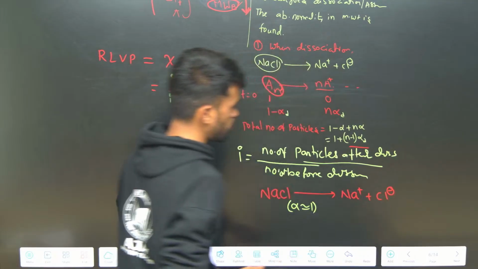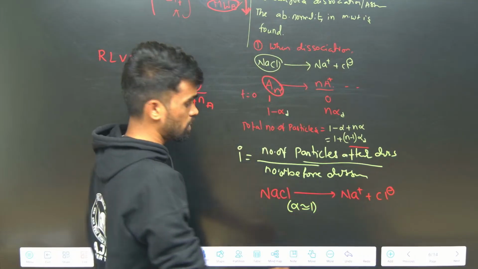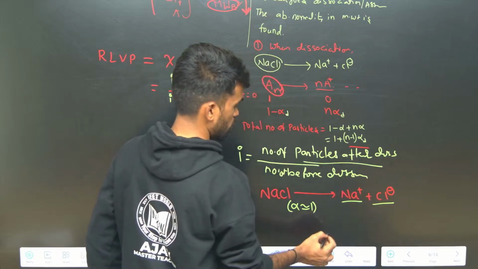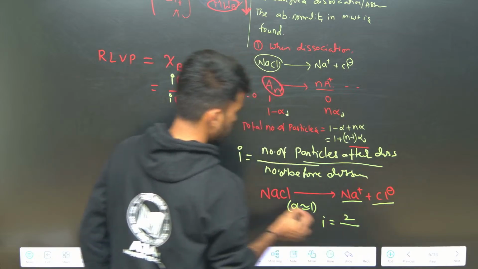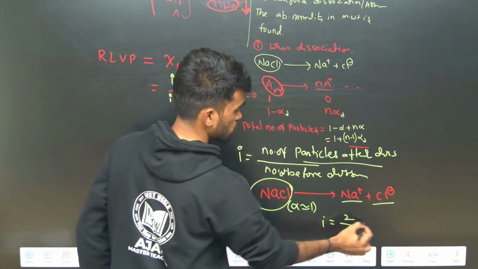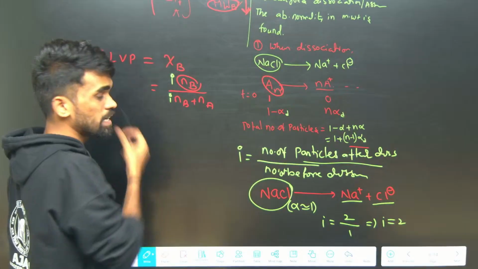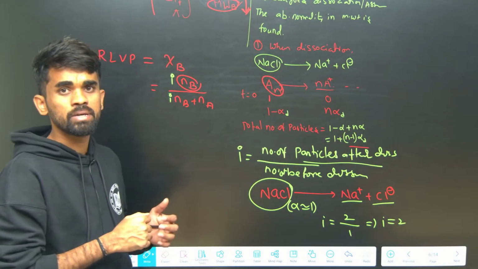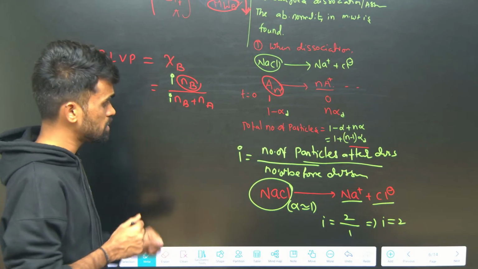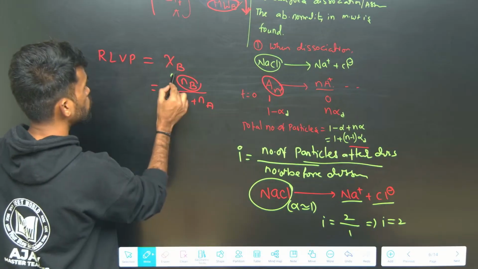Right, now the number of particles after dissociation, how many do we have? This is 1 and this is the second one. So it is 2 by, before dissociation we have only 1. So the i value for NaCl will be 2. So it means if you are calculating RLVP or delta Tb or osmotic pressure for this NaCl solution, you have to use this i value.